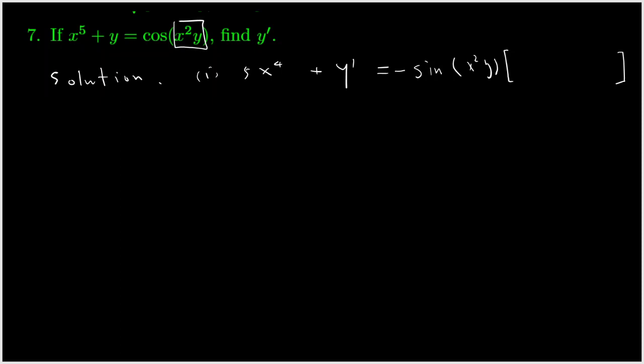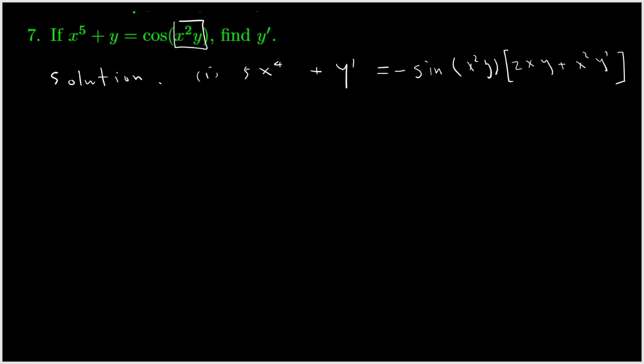Chain rule followed by the product rule. You apply the product rule to the box part, treating y as a function of x. I think you're going to have 2x and then times y, right? And then plus x squared times y prime. That's the answer.